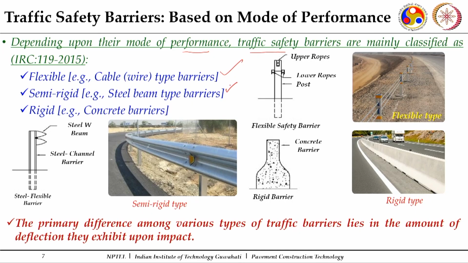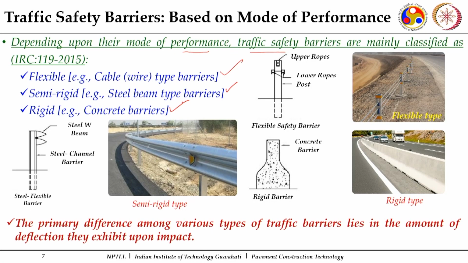Semi-rigid ones are typically made up of steel beams, and we call them double beam crash barriers or tri-beam crash barriers. And the third category is the rigid one. You can see this is an example showing the flexible type, which are your cable or wire crash barriers.